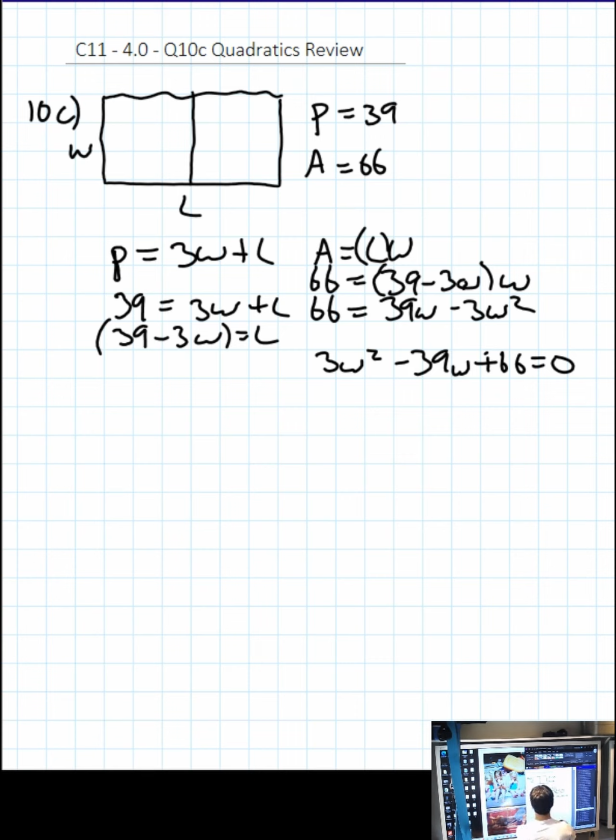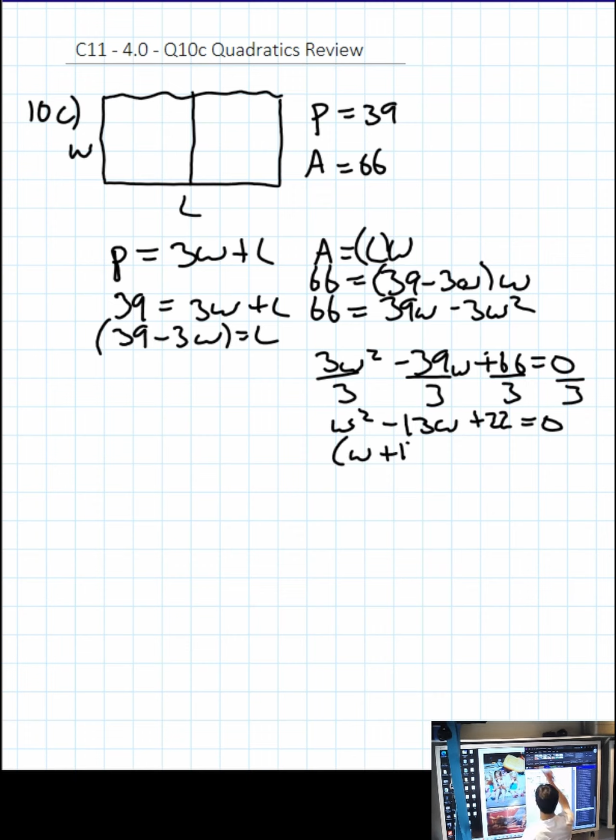We could try and factor it, but let's divide both sides by 3. Over 3, over 3, over 3, over 3. Good, so we'll have W squared minus 13W plus 22 equals 0. Two numbers that multiply to get 22 and add to get 13 are going to be 11 and 2. So both negative. We're going to have W minus 11 and W minus 2 equals 0. That means that W equals 11 and W equals 2. So let's circle both those answers.